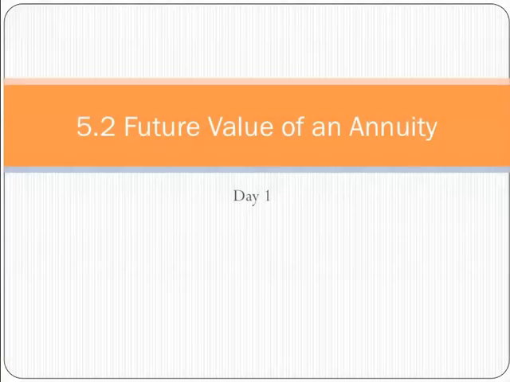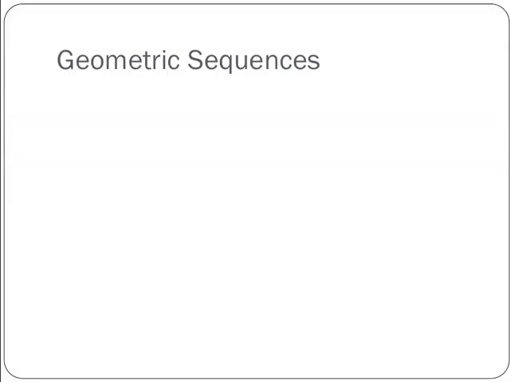Today we're going to start our lesson on finding the future value of an annuity. Today's lesson, though, we're not going to be talking about annuities just yet, but we're going to talk about a mathematical principle that is useful to understand before we get to talking about annuities and how you can find the future value of an annuity. And that is geometric sequences.